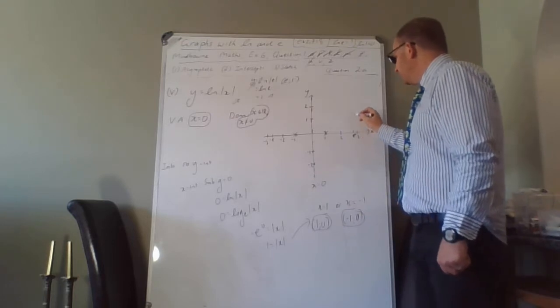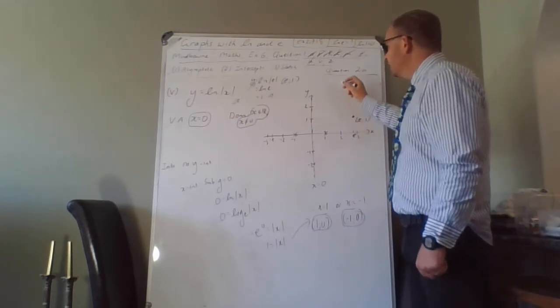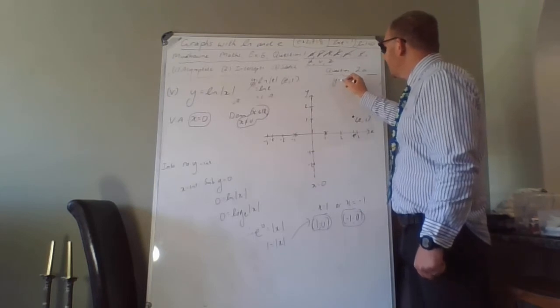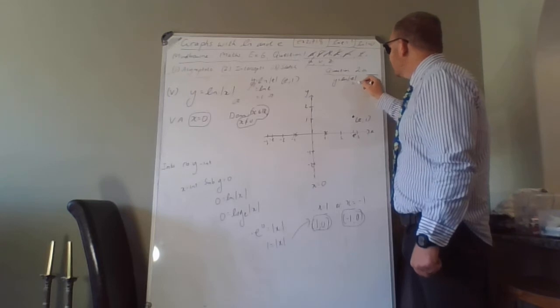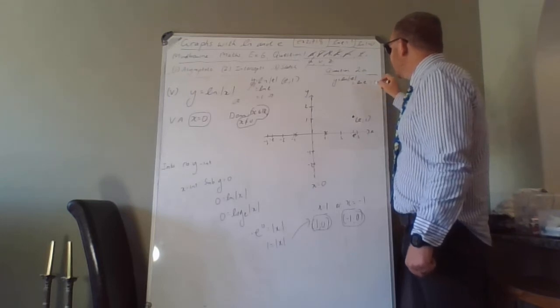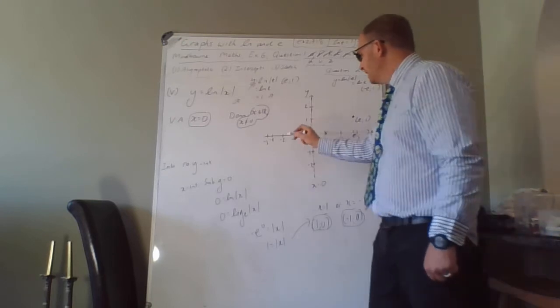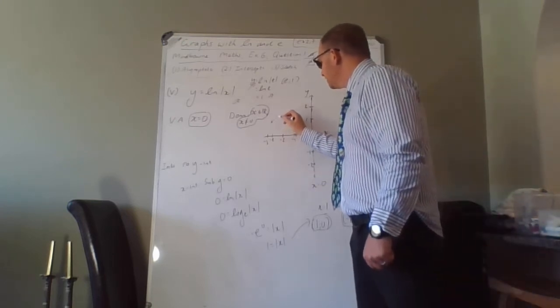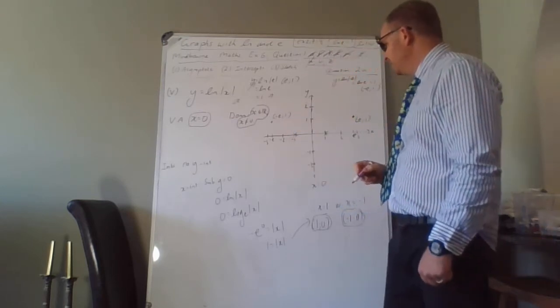E is just before 3, so there's (e, 1). And likewise, if I put in negative e, I get y is equal to ln absolute value of negative e, which is just ln of e, which again is 1. So (negative e, 1) is another point on this function. So there's (negative e, 1), right?